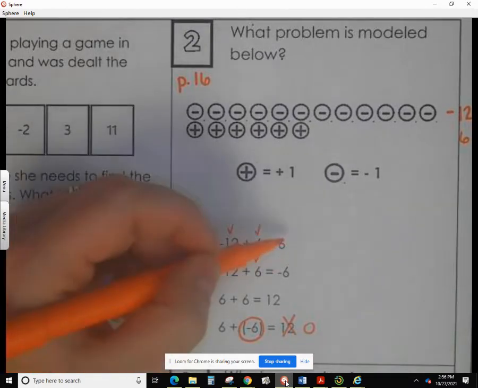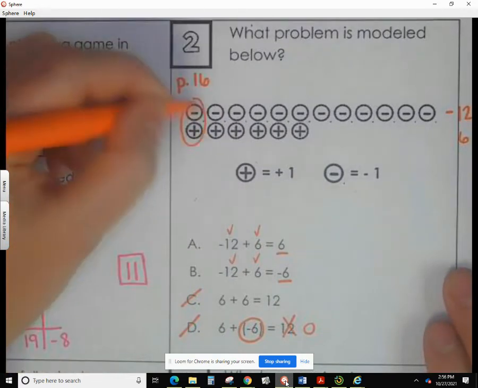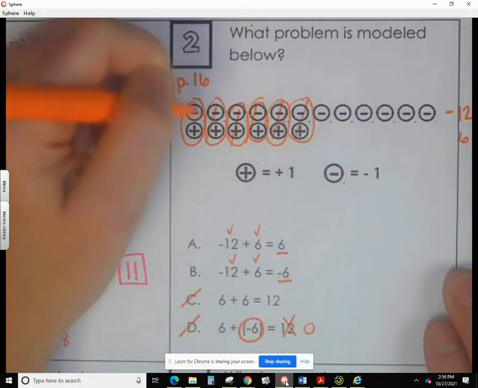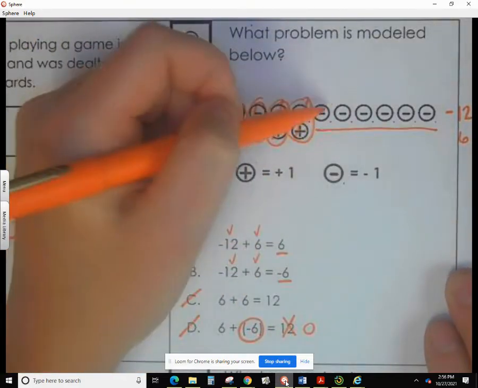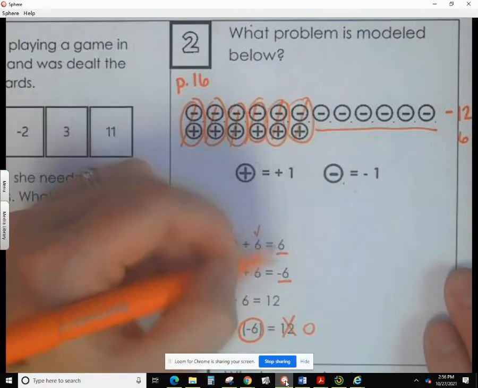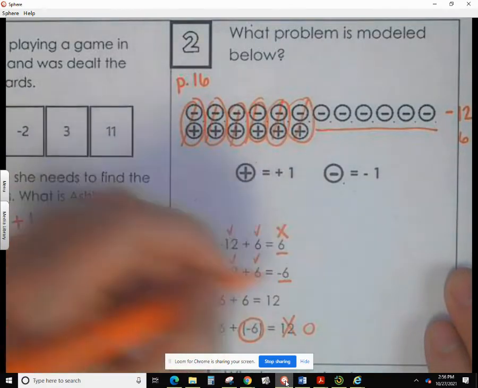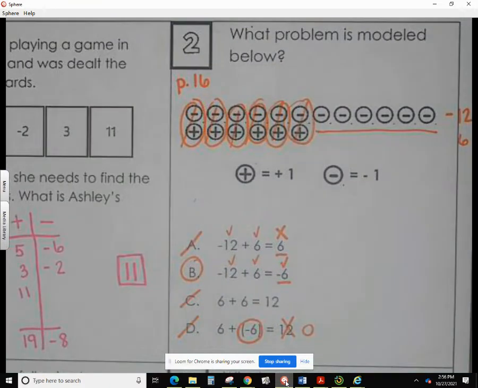So the difference comes down to the answer here. Remember that we can get rid of all of these 0 pairs, and whatever is left over is our answer. So we have 1, 2, 3, 4, 5, 6 left over, but they're not 6 positives, they're 6 negatives. So this right here is wrong, and this right here is right. So B is our answer for that one. And I believe I also have a video for that too.